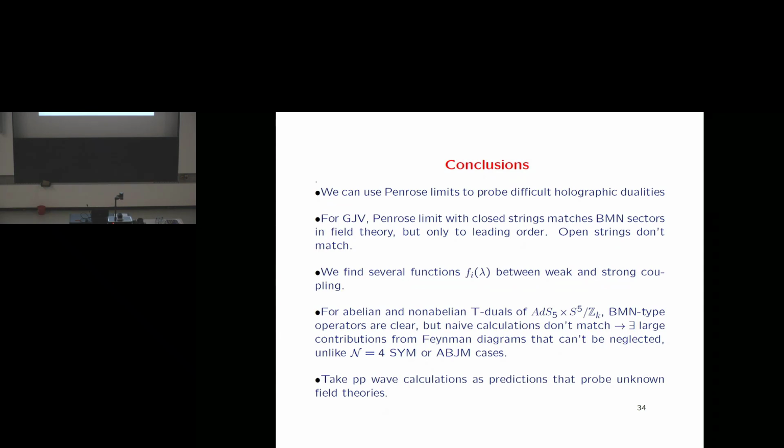So to conclude, let me say that we use Penrose limits to probe difficult holographic theories, and in one case, the Guarino-Jafferis-Varela case, the Penrose limit for closed strings matched the BMN sectors, but only to the leading order. And open strings don't seem to match at all. In this case, we find several functions of lambda for different operators that interpolate between weak and strong coupling, and we think this is due to a much lower supersymmetry. And in the abelian and non-abelian T-dual cases, the BMN-type operators are clear, but the naive calculations don't match because there are very large Feynman diagrams that cannot be neglected.